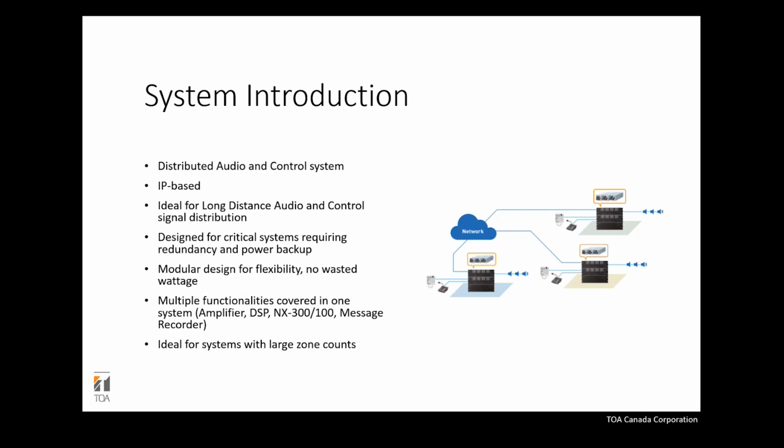It has multiple functionalities covered in one system. It has a built-in amplifier and DSP, and if you're familiar with the NX300 and NX100 IP systems, those are also readily connected. They actually use the same sampling and protocols with the VX3000. There's also a built-in message recorder, so there's no need for an external recorder for the system. And most of all, the VX3000 can scale to the size that you need, whether it's just a couple of channels or if you need several zones for large projects, this will work.